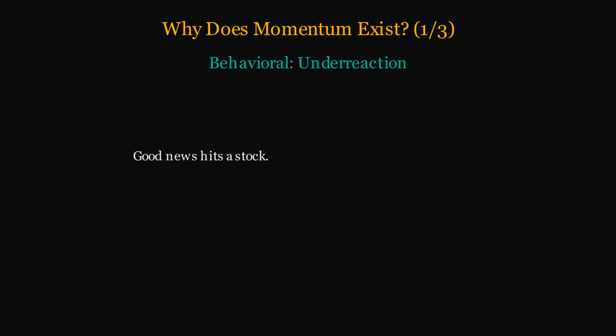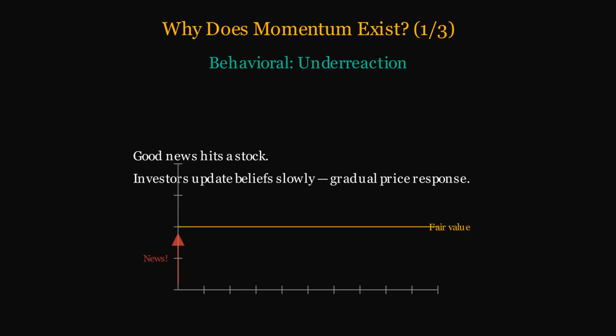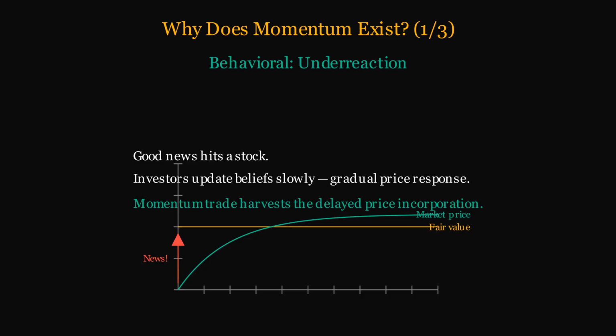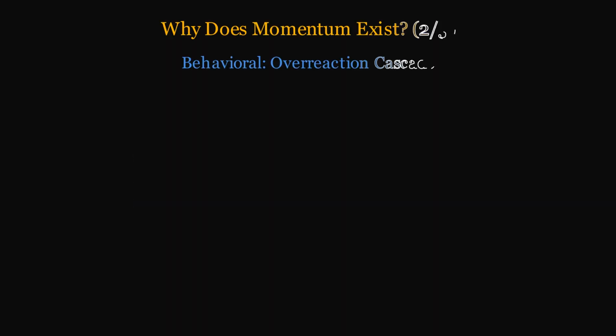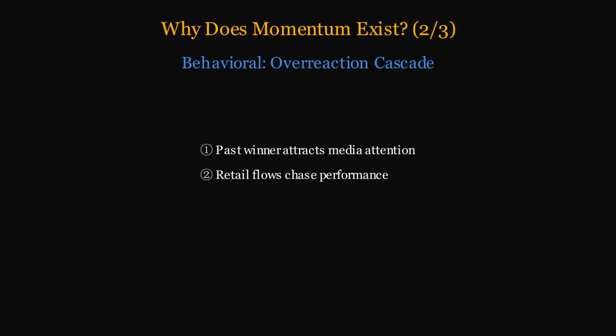First explanation: behavioral underreaction. Investors are slow to update their beliefs when good news arrives for a company. The price response to that news is gradual rather than immediate. Good news gets incorporated over weeks and months, not in a single day. The momentum trade harvests this delayed price response. Evidence: momentum profits are highest in stocks with high analyst forecast dispersion, exactly where information is most contested and slowest to incorporate.